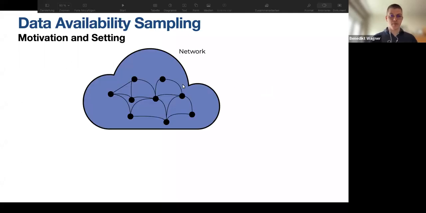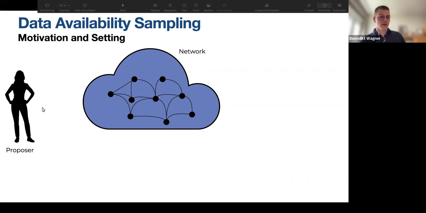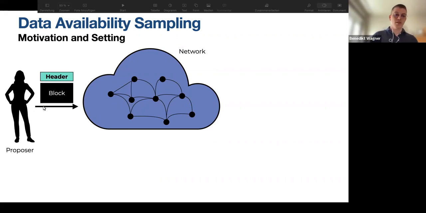Let's say we have some peer-to-peer network and we have a party, let's call her Alice. She holds some data, for example, a block that should be posted in this peer-to-peer network because this network runs a blockchain. And this block has some associated header information. Now all the parties in this network download the entire block along with its header. Okay, but that's not the end of the story.